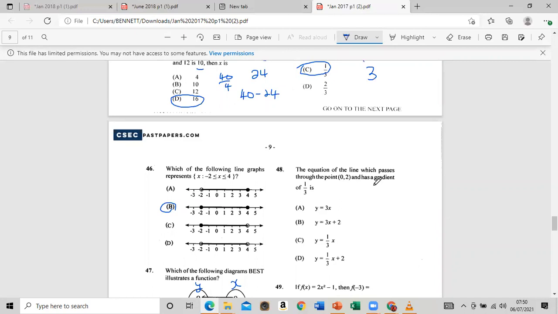The equation of the line which passes through the point 0, 2 and has a gradient of 1/3. Now, every straight line graph is in the form y equals mx plus c. So m is the gradient, so that's 1/3 x. And this 2 is the y-intercept. The y-intercept is where it cuts the y-axis. So it's going to cut the y-axis there. So this would be our answer.